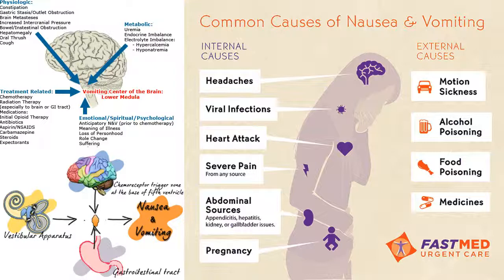Treatment-related, chemotherapy, radiation therapy, especially to brain or gastrointestinal tract, medications, initial opioid therapy, antibiotics, aspirin, NSAIDs, carbamazepine, steroids and expectorants. Then you've got brain metastases, increased intracranial pressure, bowel intestinal obstruction, hepatomegaly, oral thrush and cough.